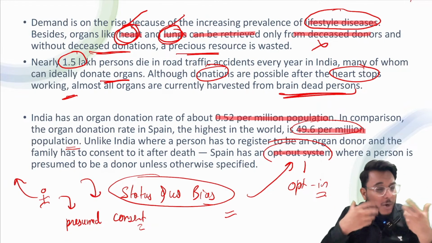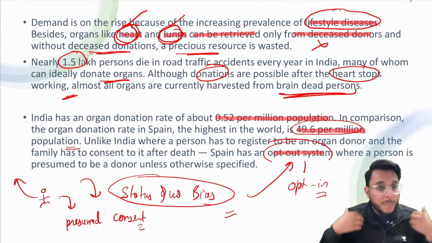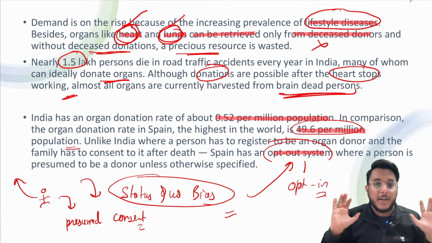People are lazy. People don't want to do that. Why? Status quo bias again. What is the default status quo? Organs are not donated. People will never do that particular thing.